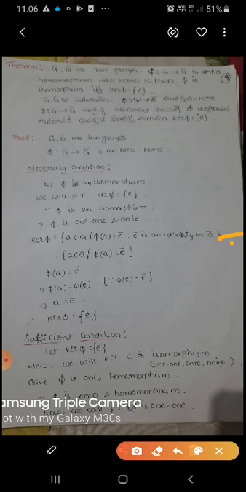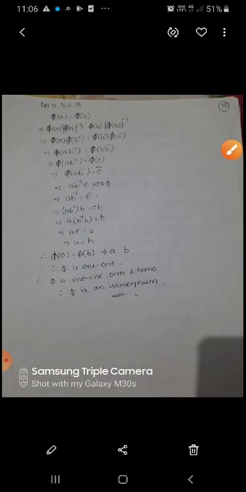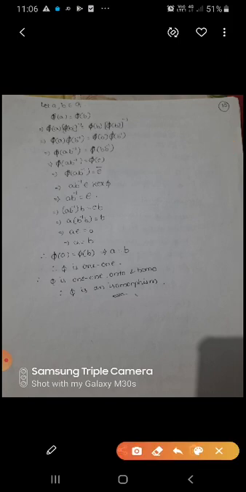Given φ is an onto homomorphism, that implies φ is onto and a homomorphism. Now we will prove that φ is one-one. So let a, b belong to G, and φ(a) = φ(b). We will multiply with φ(b) whole inverse.